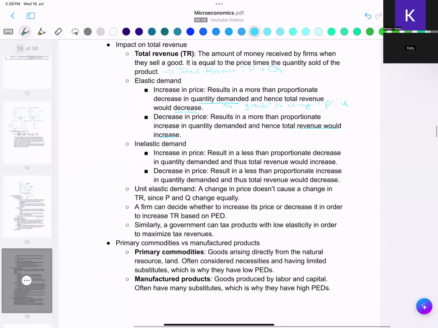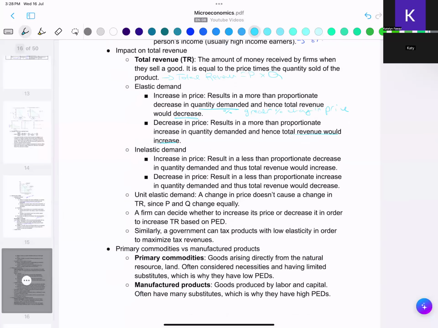And for inelastic demand, it's different. For inelastic demand, it's quite the opposite. An increase in the price will lead to a higher total revenue. Why? Because P will increase, but Q will decrease only barely, or might not even decrease. Therefore, there's going to be higher TR, so higher total revenue. Whereas a decrease in price will result in a less proportionate increase in quantity demanded, so total revenue would decrease.